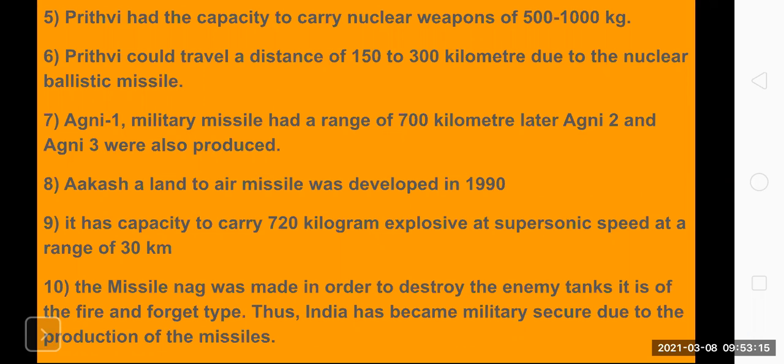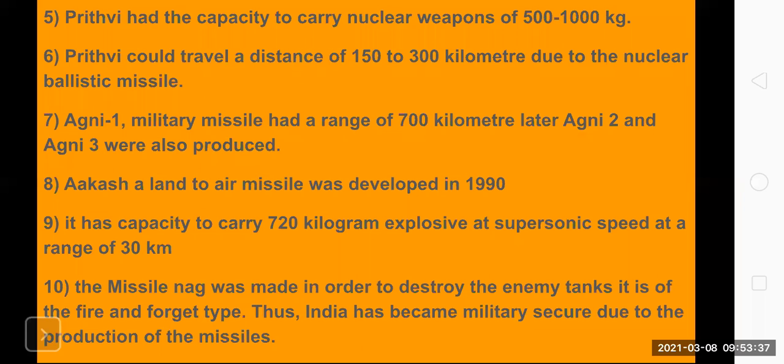It is a nuclear ballistic missile. After that, Agni 1. Agni 1 military missile had a range of 700 kilometers. Later, Agni 2 and Agni 3 were also produced. Now here we can explain one by one Agni 1, Agni 2 and Agni 3 also.